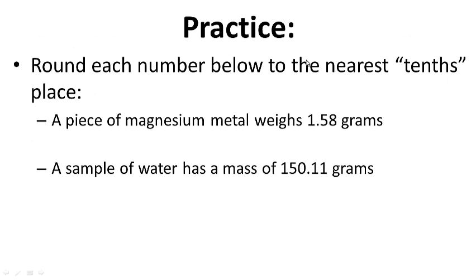So practice. Round each number to the nearest tens place. A piece of magnesium metal weighs 1.58 grams. Round that to the tens place. A sample of water has a mass of 150.11 grams. And once again, round that to the tens place. Do this on your notes. Go ahead and hit pause while you work on this. And when you're ready to see the answers, hit play.